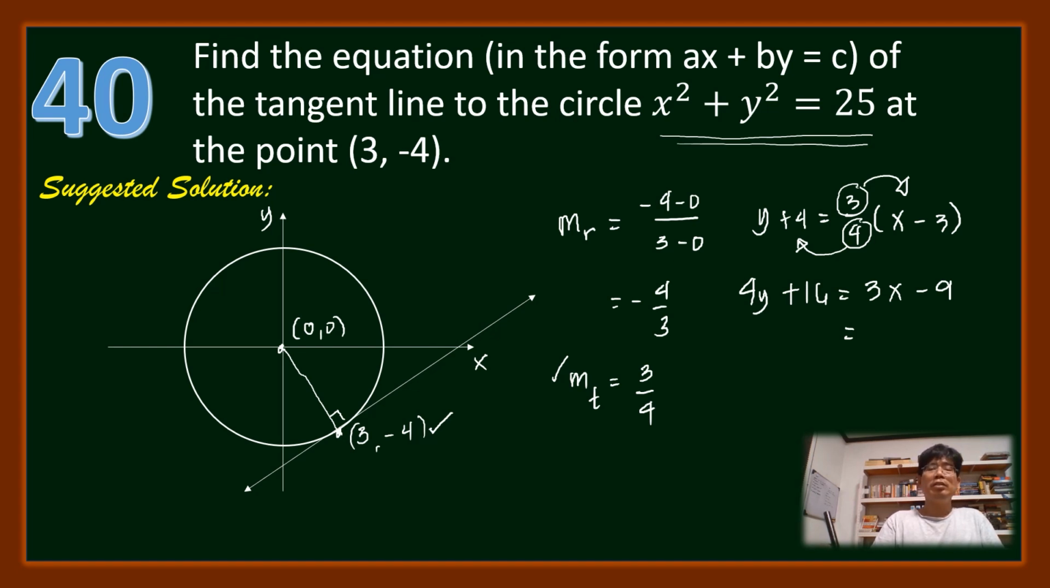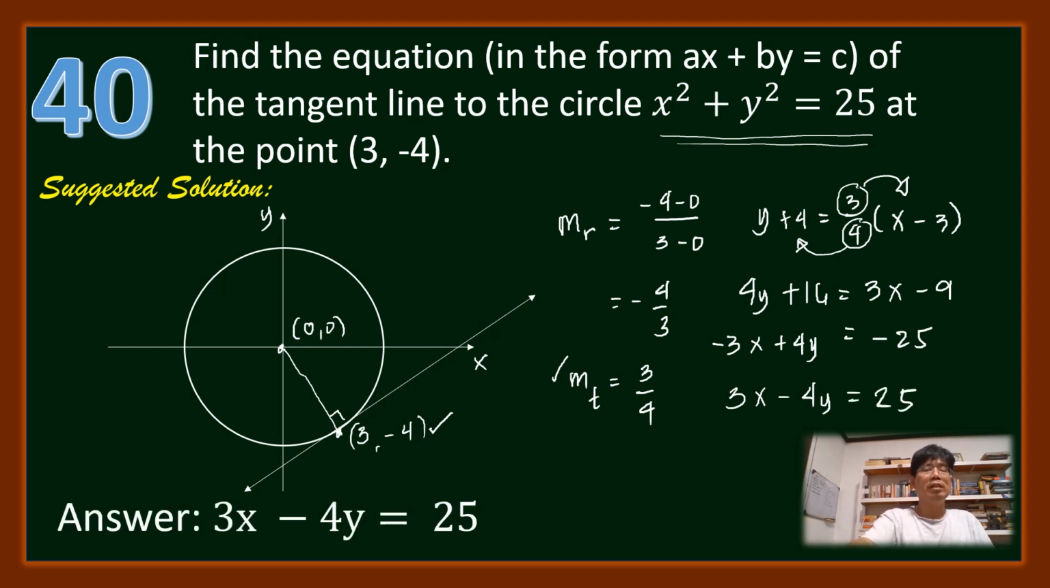Arranging this equation to the form ax plus by equals c, or the standard form, we have negative 3x plus 4y equals negative 25. Then let us multiply both sides of the equation by negative 1 so that the first term is positive. 3x minus 4y equals 25. That's the equation of the tangent line.